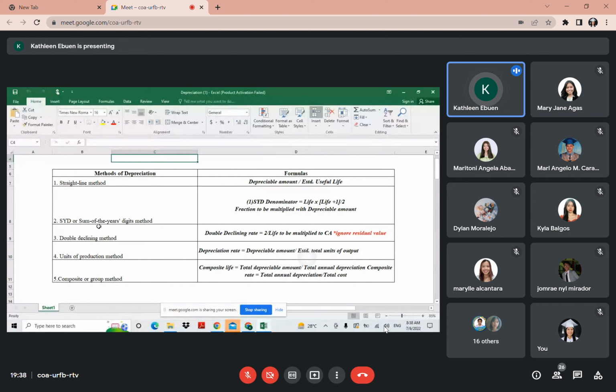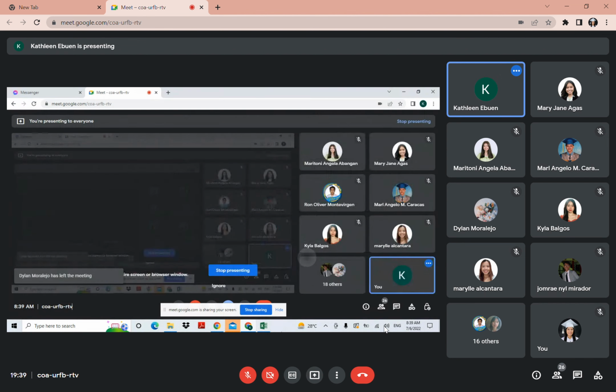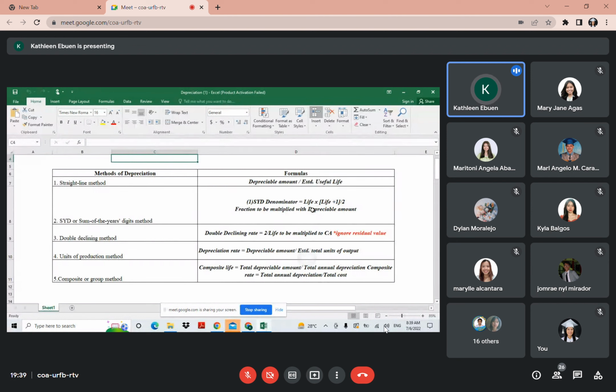Yung SYD or sum of the year's digits method naman, okay, kailangan natin computein yung SYD denominator. So that is equal to life times life plus 1 over 2. And then, i-multiply natin ito sa depreciable amount. Okay, so for example, the life of the asset is 5. So 5 plus 1 divided by 2, that is 3 times 5 is equal to 15.